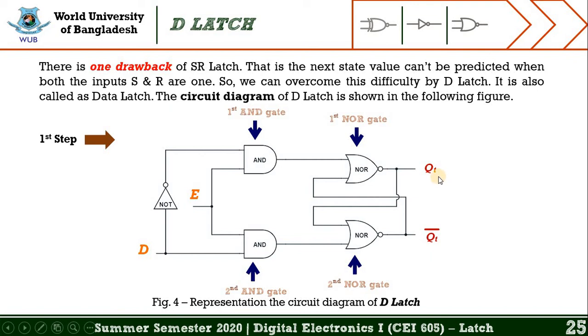And in the right section, you may find two outputs, which are symbolized by QT and the complement of QT, which is the complement of the present state. So that's all for the basic logic diagram of D latch. Let's move to the next slide.